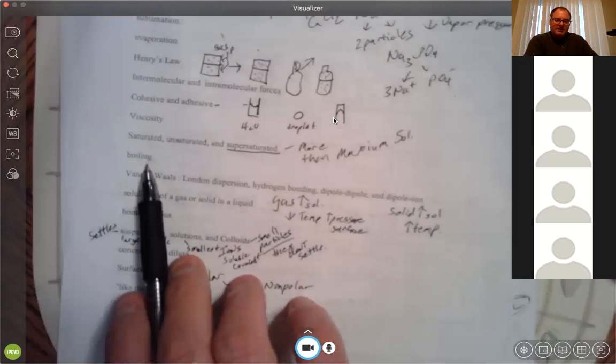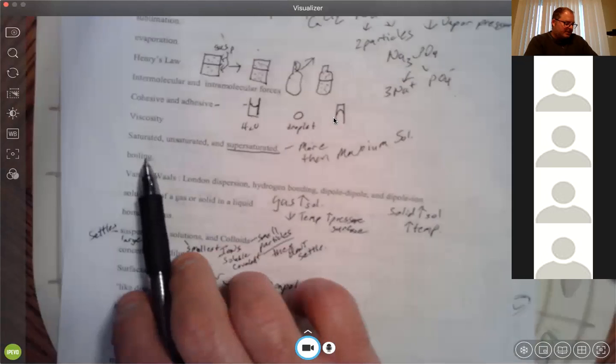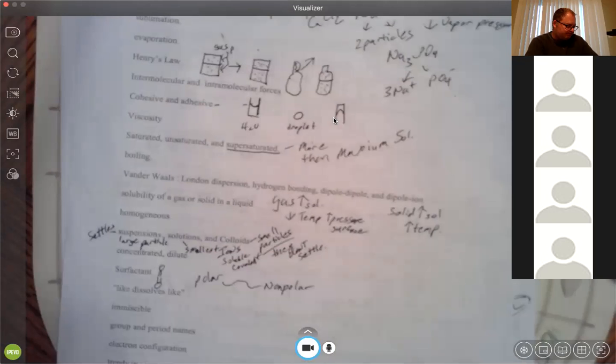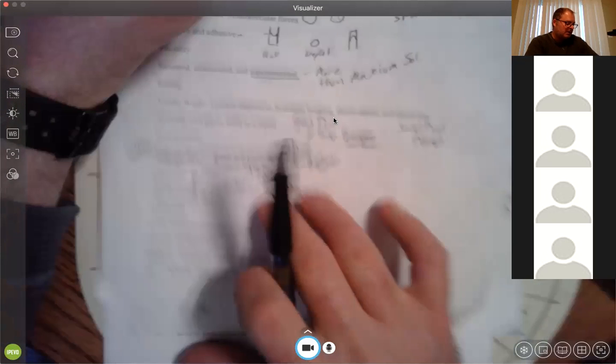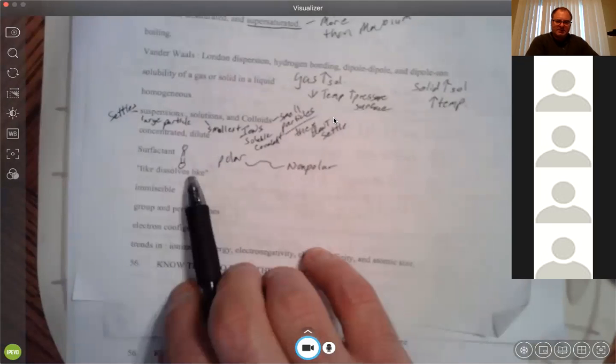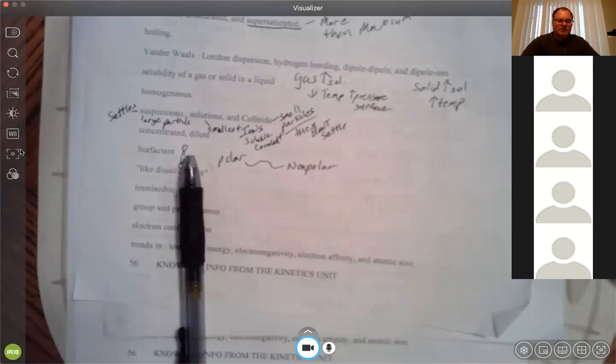Boiling occurs underneath the surface. Evaporation occurs at the surface, and both of these are forms of vaporization. Likes dissolve likes. I think we actually stopped right around there.